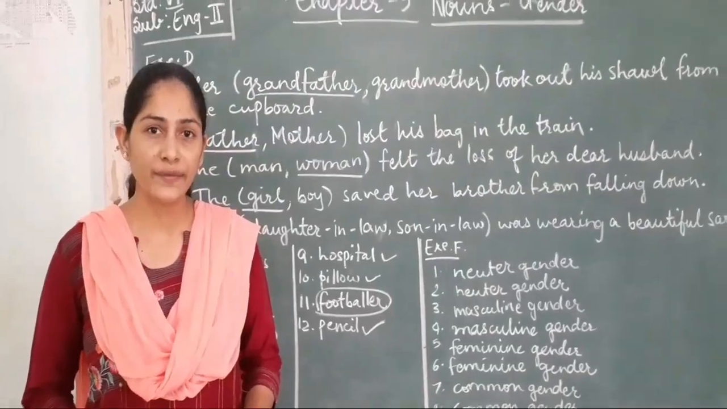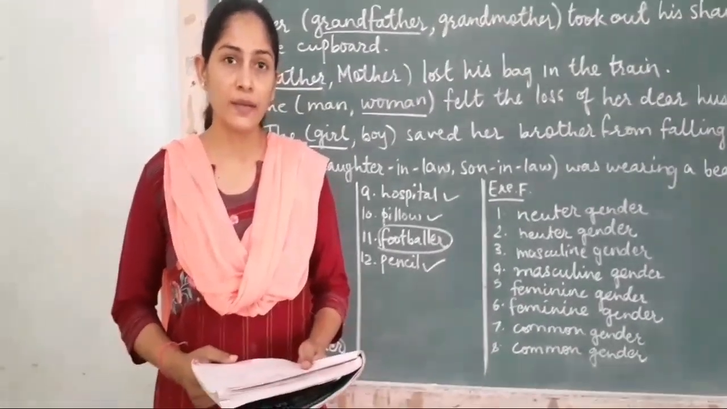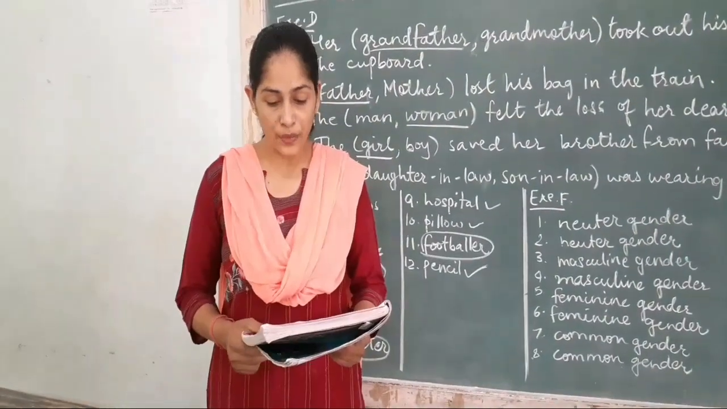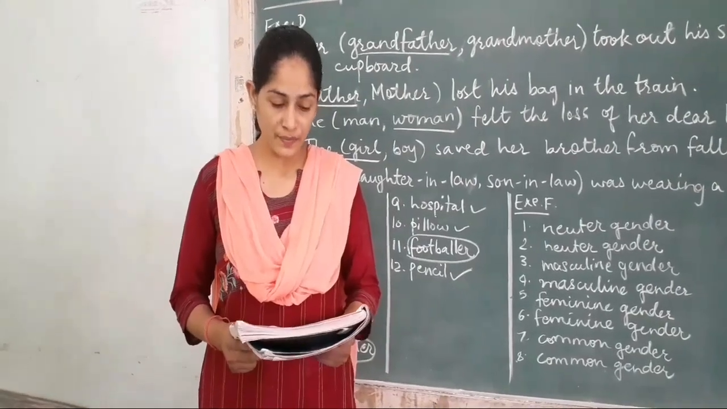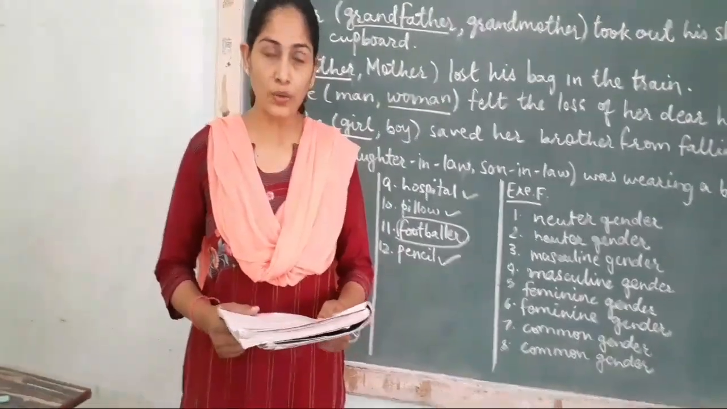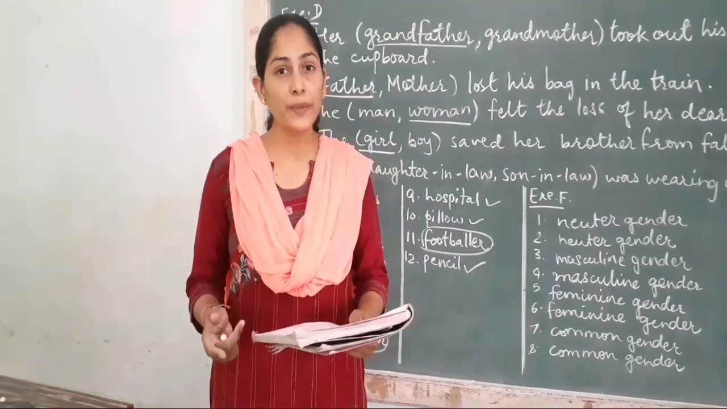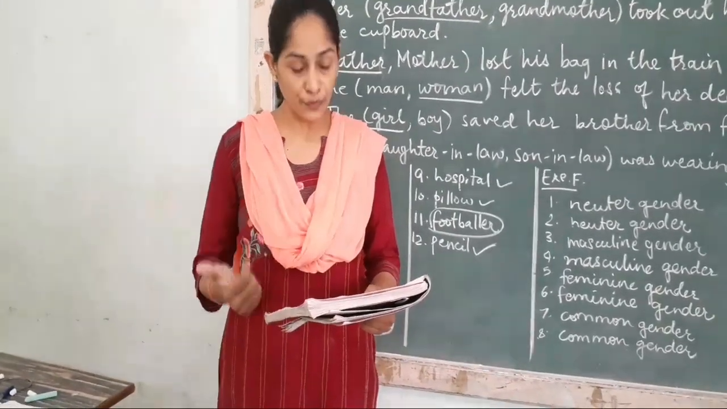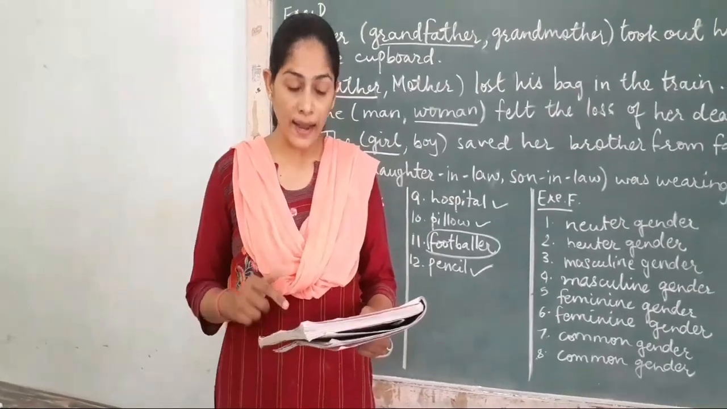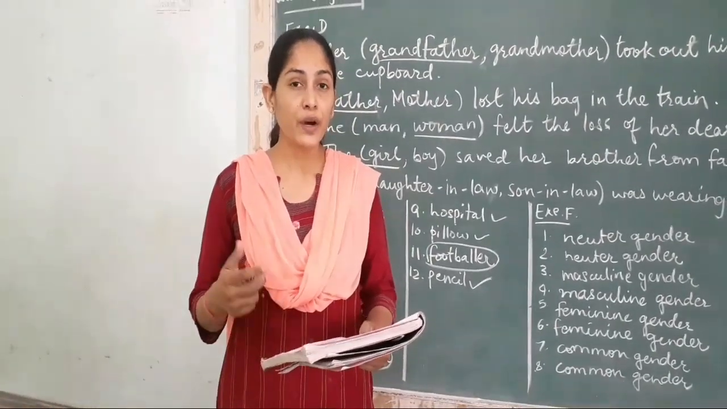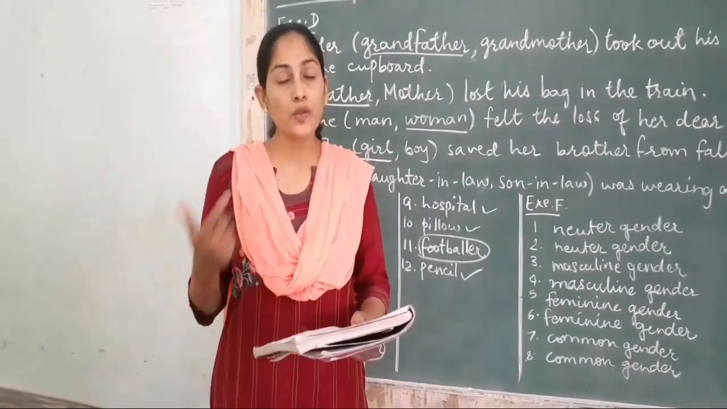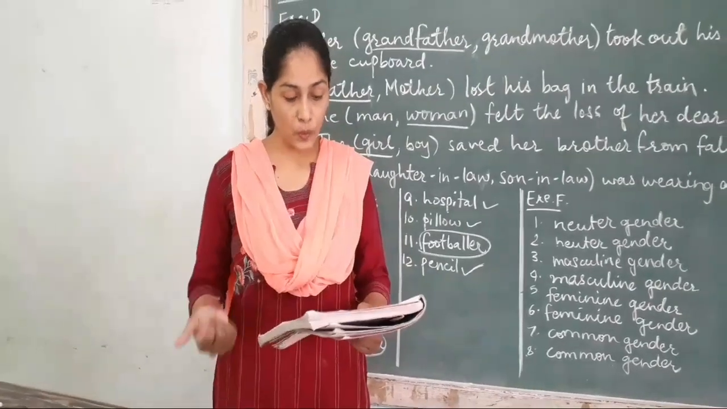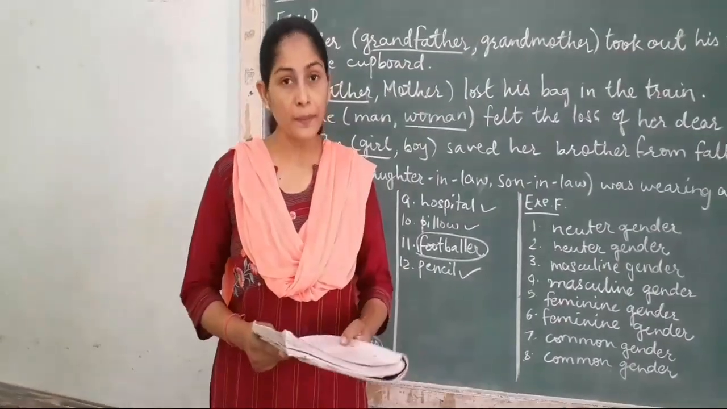I am reading page number 17, below exercise C. Here are some words that have an entirely different form for their feminine genders. Masculine, hero, that is male actor. So feminine would be heroine. Second, widower, feminine, widow. Next one, lad. What is the meaning of lad? A young boy is known as lad. So the opposite of it, the feminine would be lass. Next one, king, queen, and bridegroom, bride.